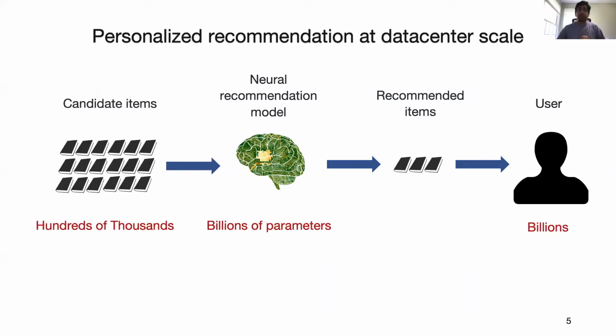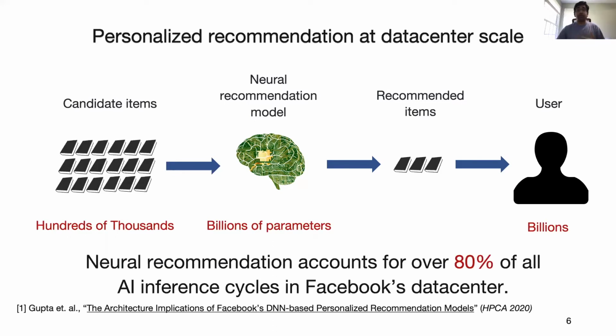These recommendation systems are run at a tremendous scale in data centers. For instance, production scale recommendation systems must meet strict SLA targets while ranking hundreds of thousands of items with large scale models with billions of parameters serving billions of users worldwide. Because of the scale, recent work has shown that recommendation accounts for over 80% of all AI inference cycles in Facebook's data centers. As a result, it is crucial to improve the efficiency of neural recommendation inference.